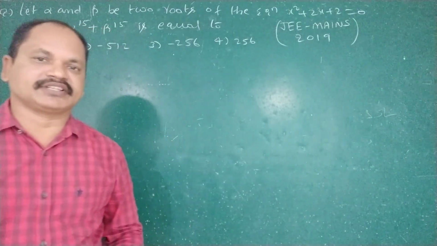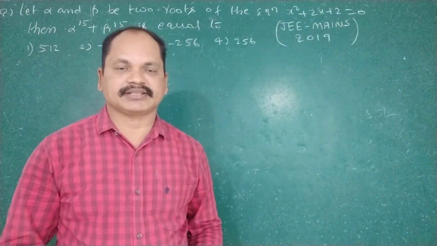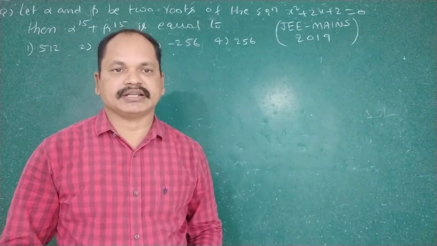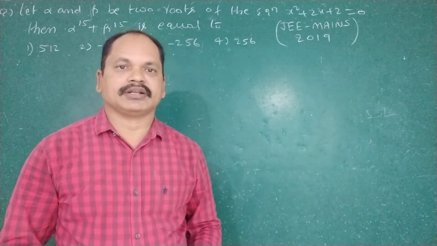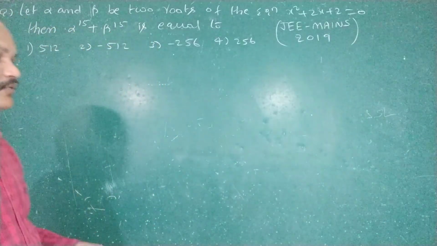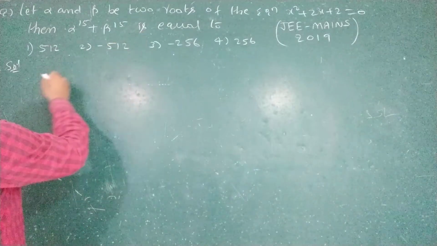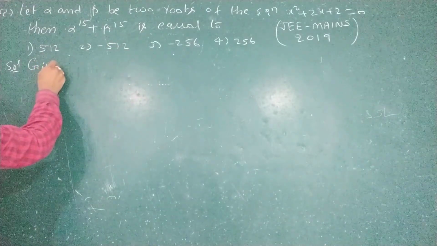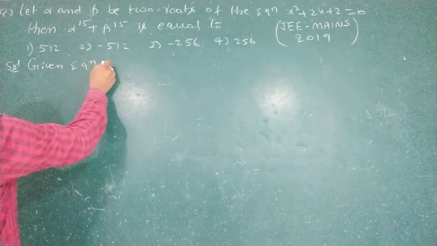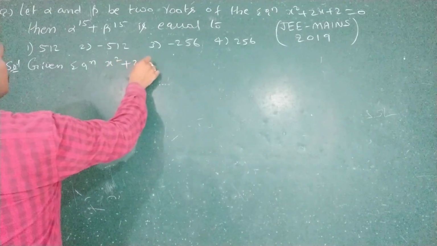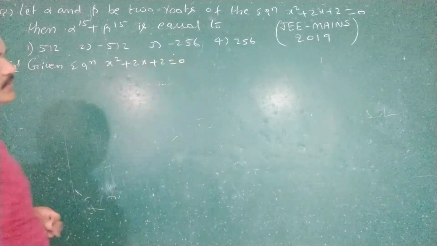Actually, this is a question from JEE Mains 2019 in January. Now we have to solve this question. Now, the solution for this one. So the given equation is x square plus 2x plus 2 is equal to 0.